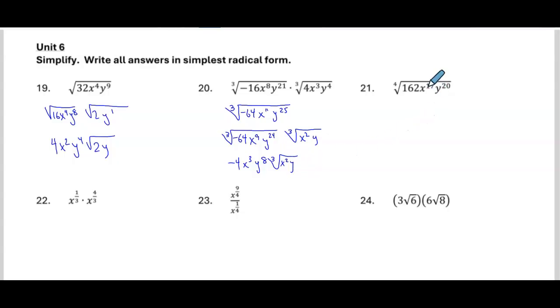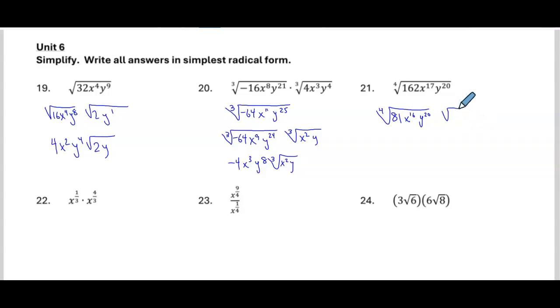Alright, number 4, just a single root again, so I can split it. 4th root, 162, 81 is on the 4ths list. 17 does not divide by 4, so I make it 16. 20 does divide by 4, so I leave it 20.